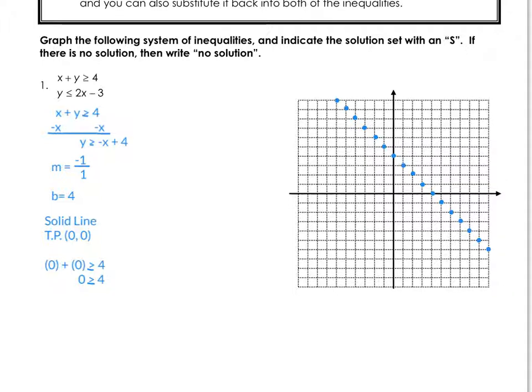So now I can go back to my graph. I can go ahead and connect those with a solid line, and I'm sure you can make yours look much better than mine. Because that test point was false, I'm going to shade on the opposite side, so not towards 0, 0. So I'm going to shade above the line. Okay, so that's it for the first one, and now we're going to add the other one, which is already in y equals, which is nice.